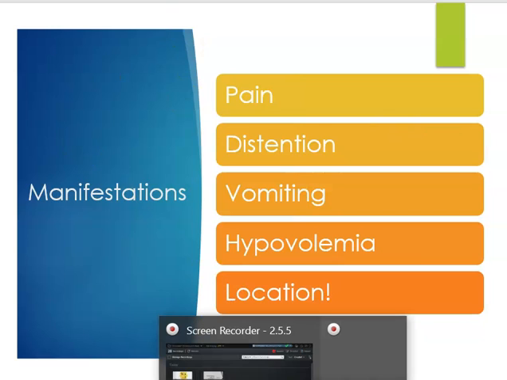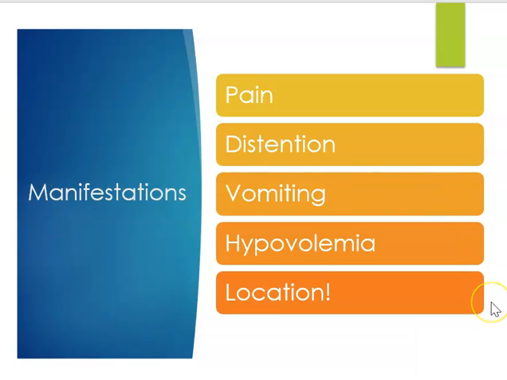So when the intestine becomes obstructed, gas and fluid accumulate, like what we talked about, proximal to and within the obstructed segment. So that's going to really distend the bowel. So they're going to have pain with distension, vomiting, and when you think about vomiting or any type of bowel issues like vomiting, diarrhea, but in this case vomiting, you're going to have hypovolemia and probably an electrolyte imbalance. And just remember, location is everything.